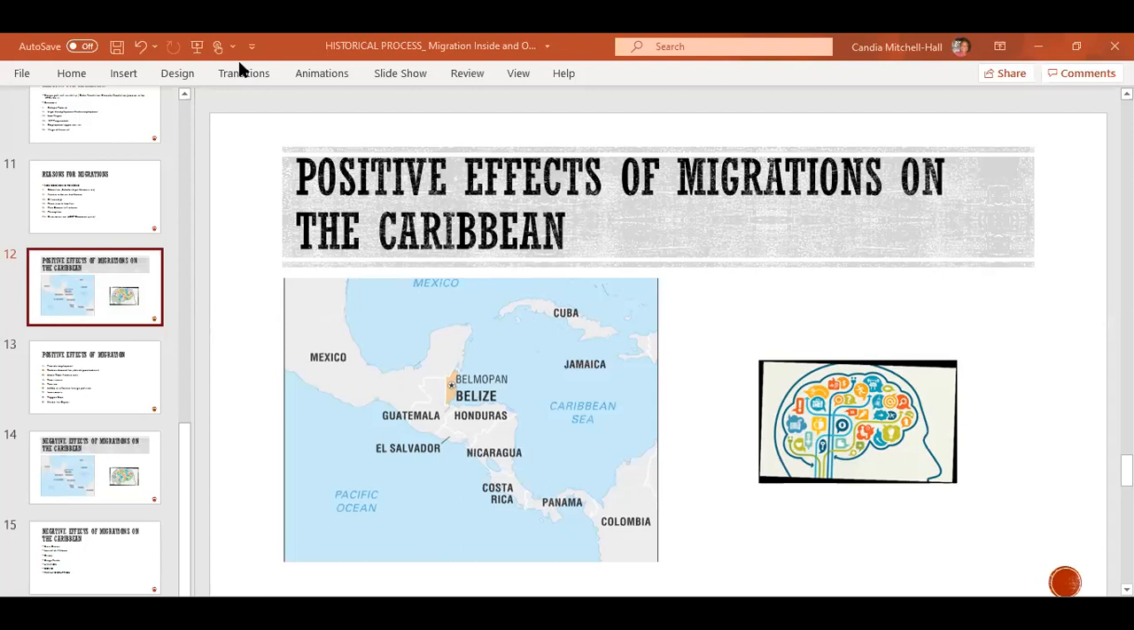And remittances is when you send money to your country of origin. So the country that you migrate to is called the host country, and the country that you are from is called the country of origin. So if you migrate and you send back money to your country, that is your country of origin. So in remittances, they send back quite a lot of money.